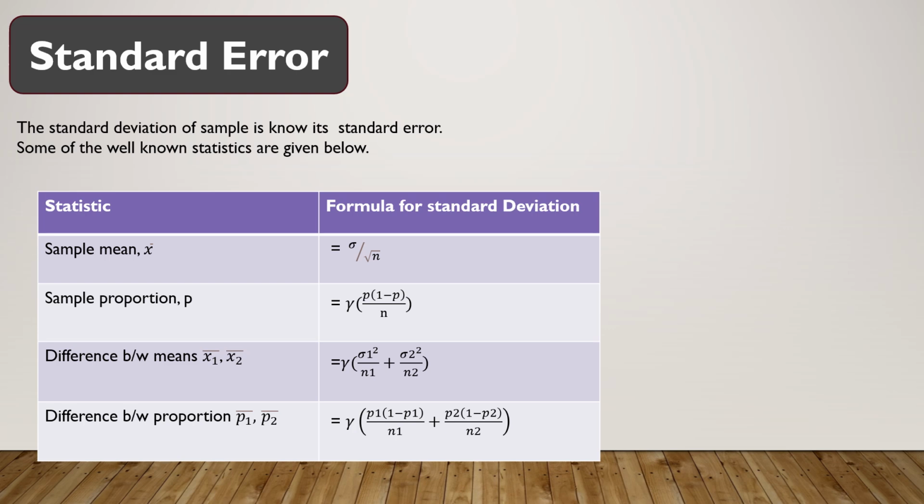So we have learned up to the sampling distributions. So today we are going to see what is a standard error. The definition defines that the standard deviation of a sample is known as a standard error. Sample యొక్క standard deviation is standard error అని చెప్తున్నారు.